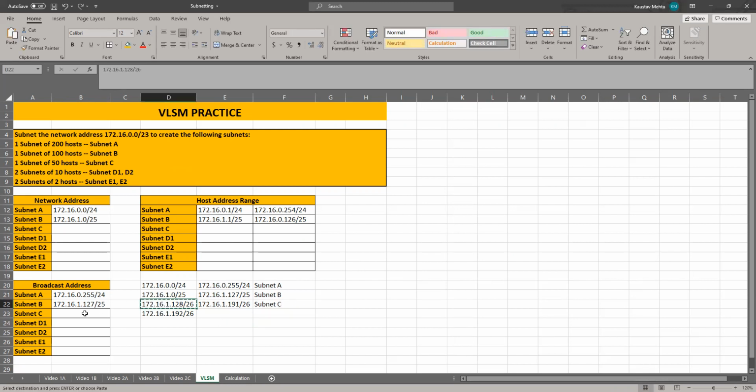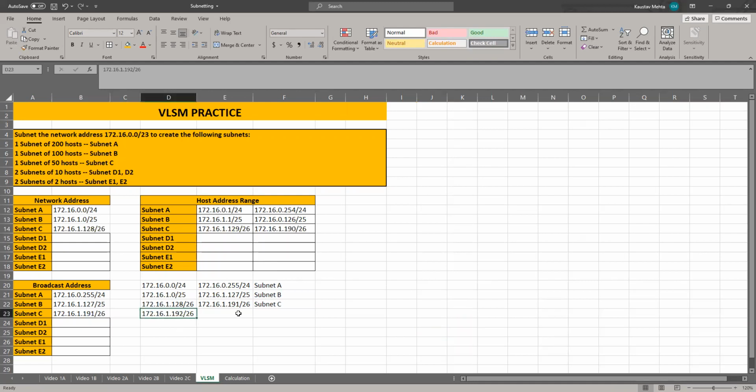And once that's done, we can add our network address and our broadcast address and fill in our range, which will become 172.16.1.129, because 128 is our network address, and /26. And our second part of the range would become 172.16.1.190, because 191 is our broadcast address, and /26 again. So that is subnet C done.